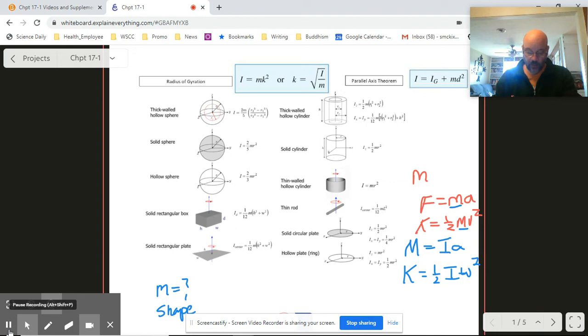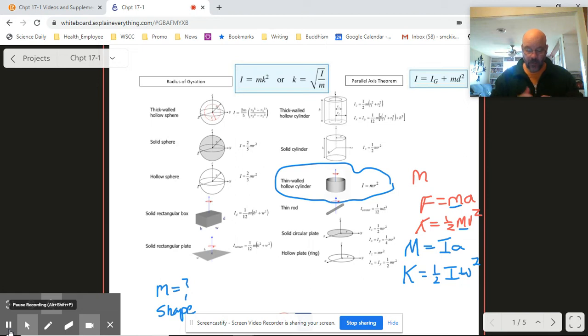Let's take a look at this one right here. I equals mr squared there. And m represents the mass of the cylinder and r represents its radius. You can see that of the two terms, r is squared. So distance from an axis of rotation is going to be very important.